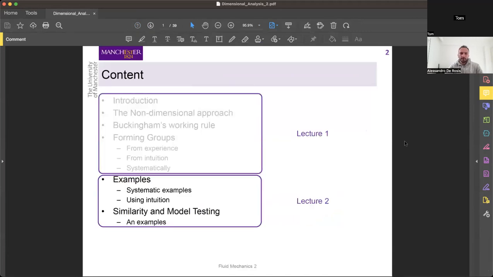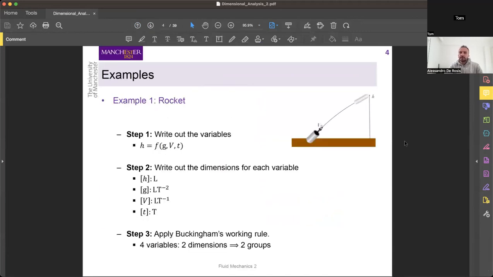Second part of dimensional analysis. Here we have another example, the example of the rocket. You shoot a rocket with a certain velocity and you want to know how far it will go. So the height that the rocket will reach is the output of the problem. You state your variables: height, gravity, initial velocity, and time. Step number two, you state for each variable its dimensions. So the height is a length, gravity is an acceleration, velocity and time.